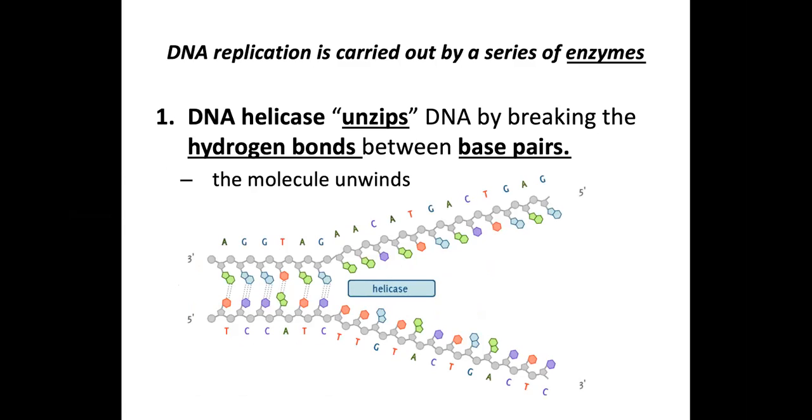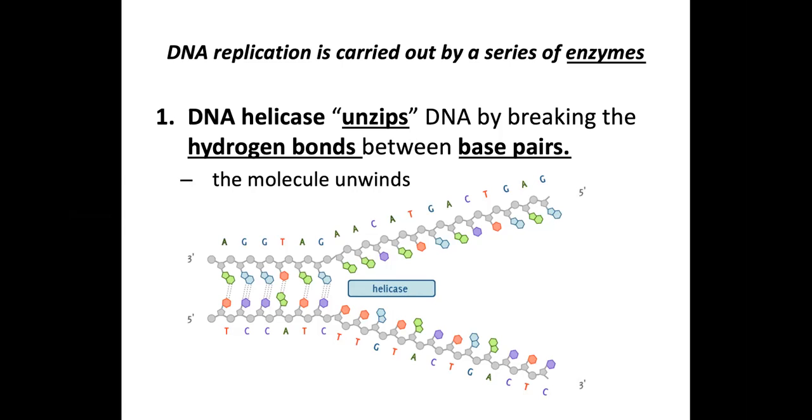So there's a series of steps that we have to go through in order for replication to happen. This process is carried out by a series of enzymes. We've talked about enzymes, and what do enzymes do? They speed up chemical reactions by lowering the activation energy.